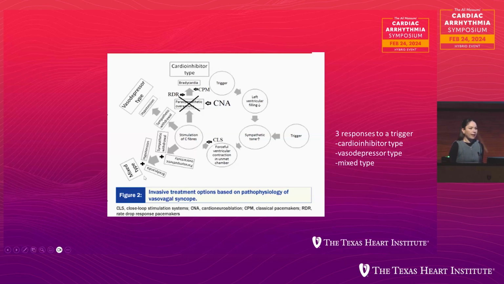The type of vasovagal syncope that we're mainly targeting with this is the cardioinhibitory type, and a little bit the mixed type that has a more prominent bradycardia arm. So we basically try to intervene where there's a parasympathetic overactivity causing that bradycardia, or cardioinhibitory type of syncope. When you have the vasodepressor type, it's mainly a sympathetic withdrawal.